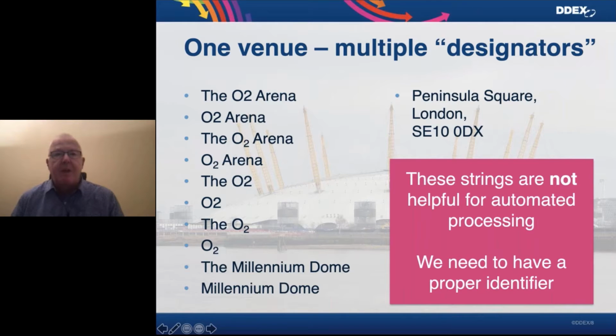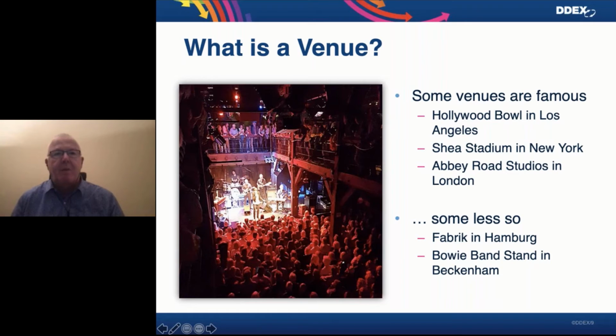Computers can't interpret that information and make proper decisions. So in order to be able to uniquely identify venues rather than vaguely identify venues, you need a proper identifier. And that's what we have been focusing on in the work that we've done in this area, and Niels will get onto that in his part. But what do we actually mean by a venue?